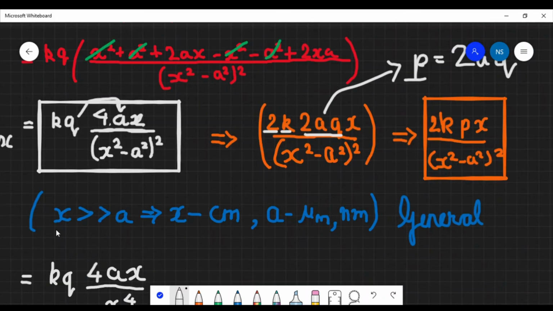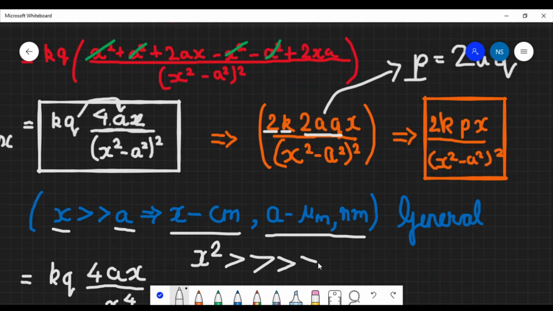But generally we see that x is much greater than a, that is x might be in centimeters whereas a can be in micrometer or nanometer. Therefore when x square is there, this a square will be much smaller than this x square. Therefore this a square tends to be 0.